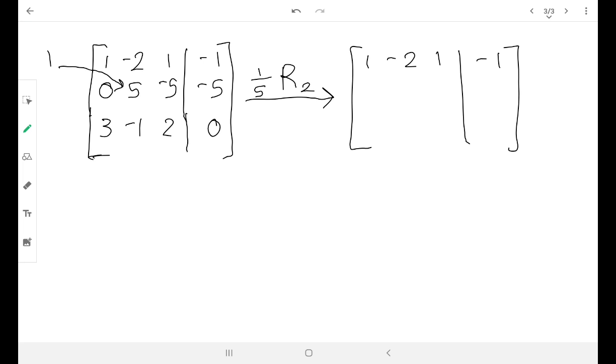It will change row 2. 1/5 times 0 is still 0, and remember, I want a 0 there. 1/5 times 5 gives me that 1 that I wanted. 1/5 times negative 5 winds up giving me negative 1, and that's okay. Whatever that number is doesn't really matter. And then 1/5 times negative 5 is negative 1. So what I did was I took all of this and multiplied it by 1/5.